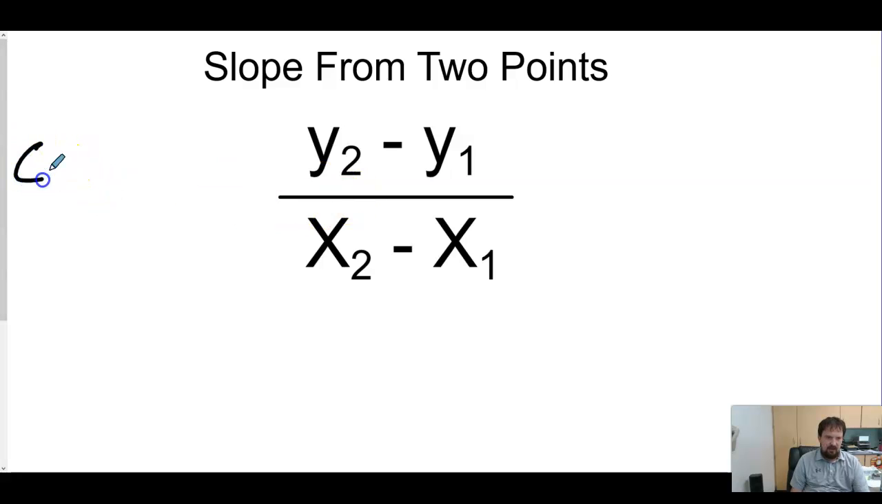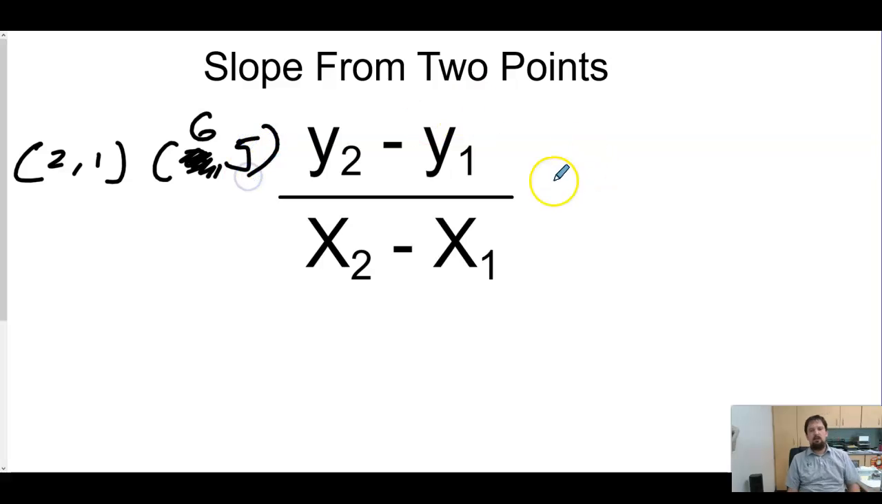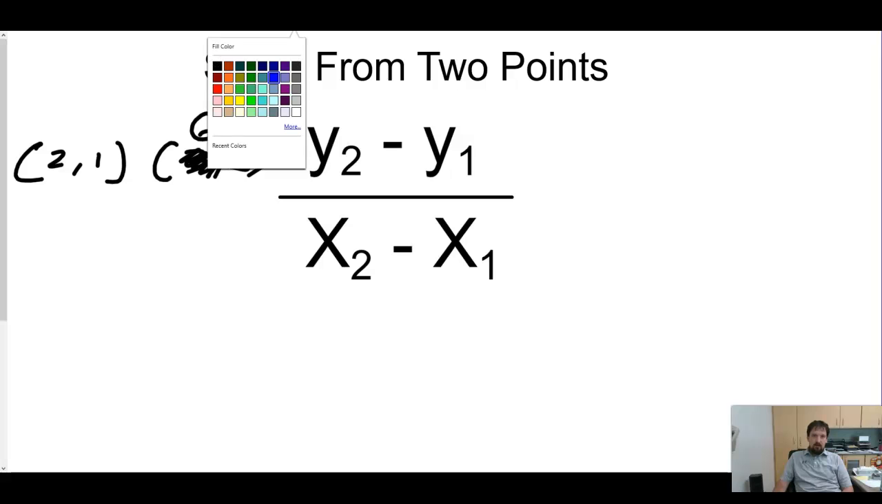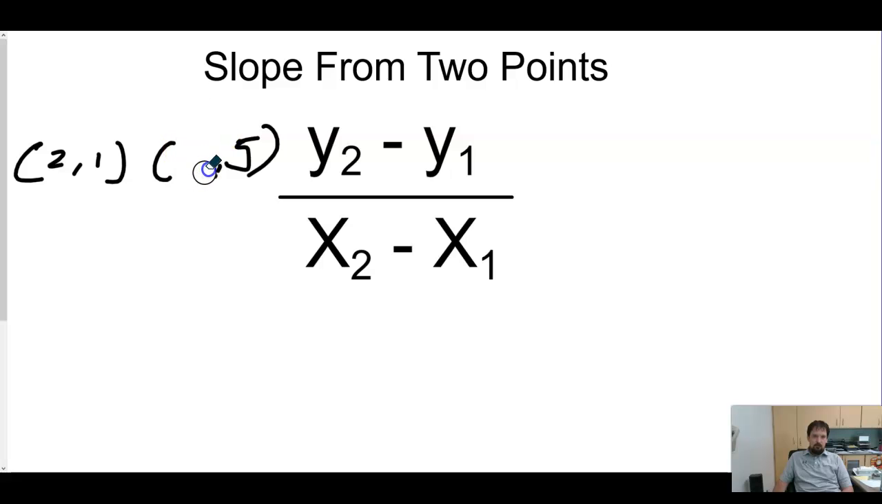Okay, so if I had, for example, the point 2, 1 and the point 6, 5. And we want to know what's the slope between those. Let me rewrite this so it looks a little better. So we have 2, 1 and 6, 5. And we want to know what's the slope of the line that goes through those 2 points.